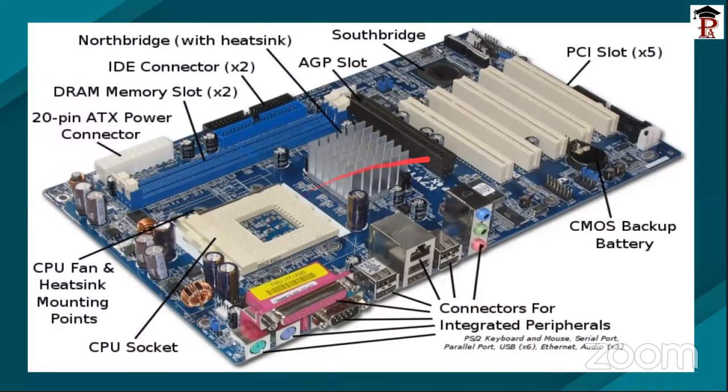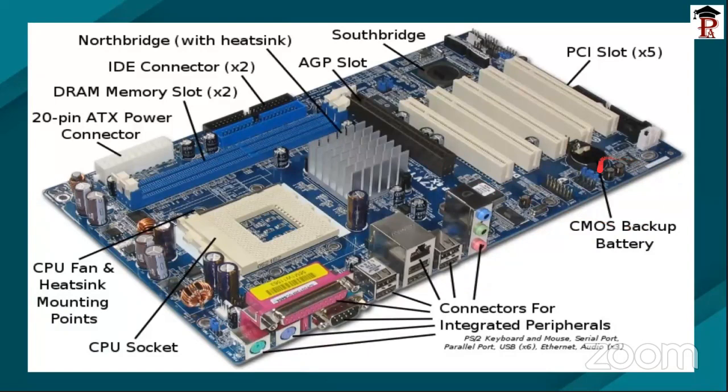They have a PCI slot, which is used to add other peripheral devices, or to attach them to the computer. We use peripheral component interconnect. PCI stands for peripheral component interconnect, and we use the DRAM slot to insert RAM. We insert a RAM chip here. Then the AGP port, which is the accelerated graphics port, is used to attach video cards. If you add a video card, you have to insert it here.